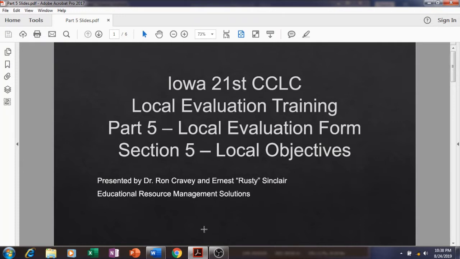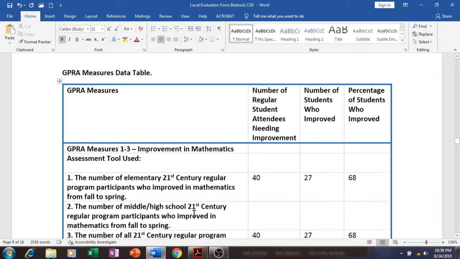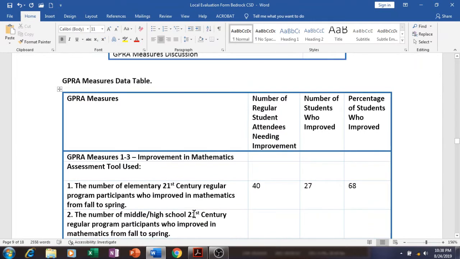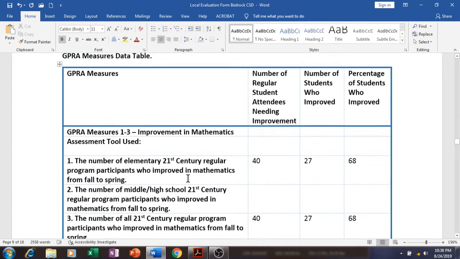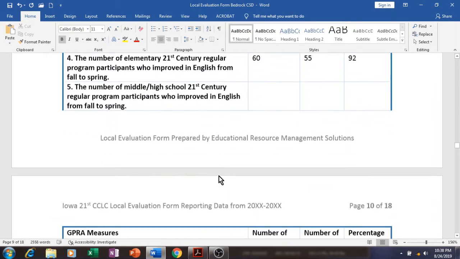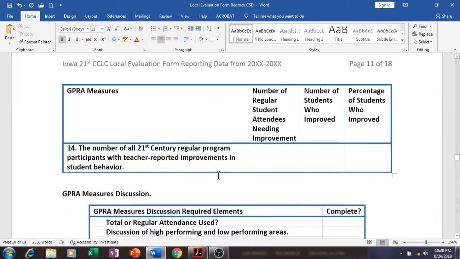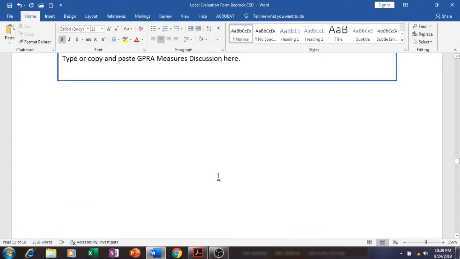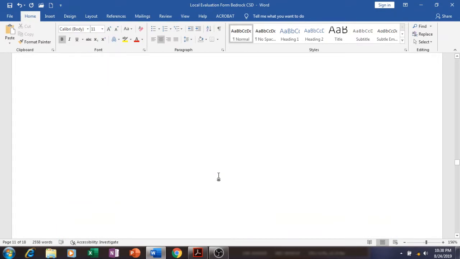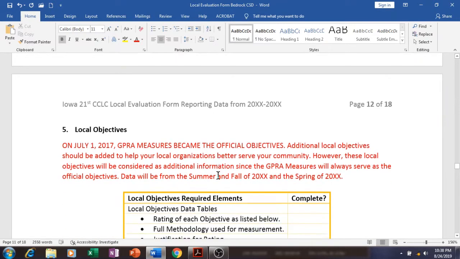Part 5, we're going to talk about local objectives. So let's go look at the local evaluation form. You remember in the last video we discussed the official objectives according to the US DOE, and that's your GPRA measures data. In this, if you'll remember, we totaled up the total number of regular students needing improvement in several areas and figured percentages. But to have a successful program, you also need local objectives because that allows you to focus on your local needs.